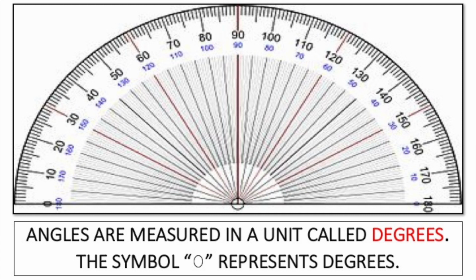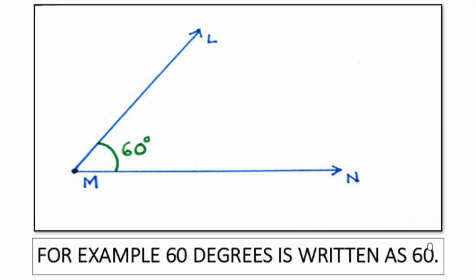Angles are measured in a unit called degrees. And we know now this symbol, the small semicircle after the numbers, represents degrees. So instead of writing the degrees all the time after the numbers, we can just draw a small semicircle, and we know that means degrees. For example, 60 degrees is written as 60 and then small circle. So we know that that means 60 degrees.